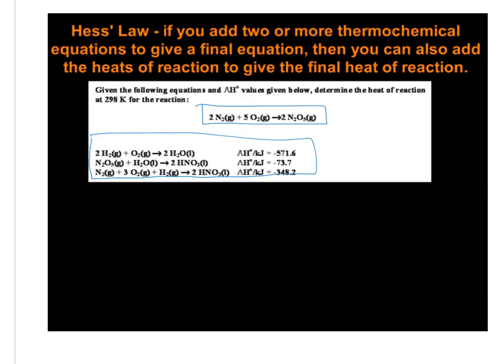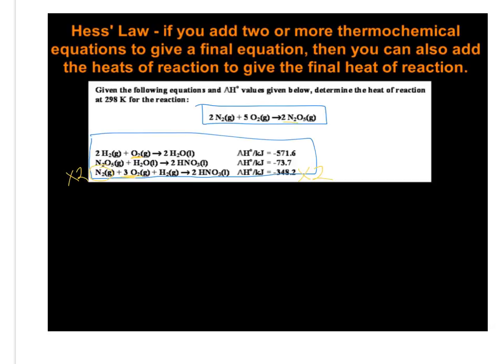I'm going to start with 2 and 2. I'm going to find it here. Well, here's N2, but I only have 1, so I need to multiply this by 2. If I do that, I have to multiply my delta H by 2. Okay? Then I'm going to go back to my equation. I have 5 O2s. Okay, well, I've got some O2 here. I've got some O2 here. I don't really know what to do, so I'm going to save that one for last, and hopefully it'll just kind of work out on its own.